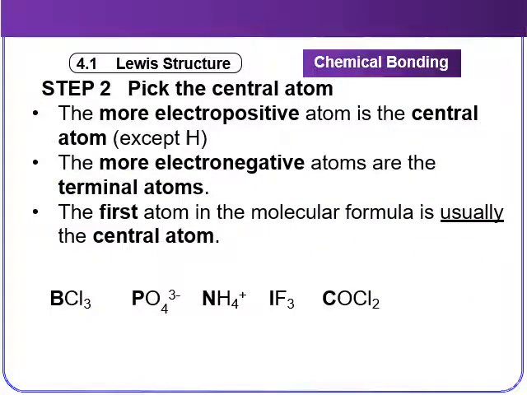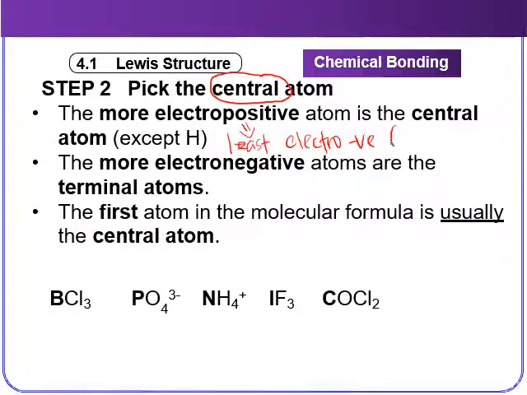Continue with step number 2. We are going to pick the central atom. Okay, so the theoretical criterion to know which one is the central atom is based on being electropositive. But because in the previous chapter we learned about electronegativity, so the opposite side, the more electropositive atom will be the central atom. So that means if we relate it with electronegativity, the least electronegative will become the central atom.